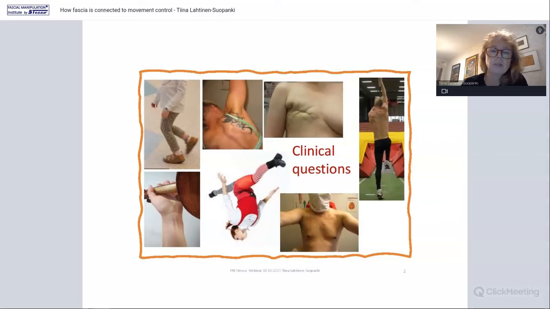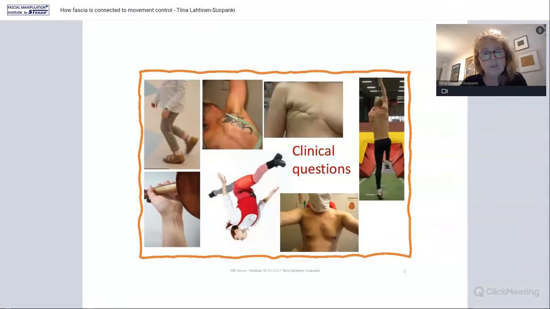Here are some photos of my patients, and I will explain the movement control disorder via the fascia and via the nervous system, using these clinical examples. When we think of different ways of moving and controlling movement, it's always from the periphery that we get so much input, and then the system has to coordinate the movement according to that input.